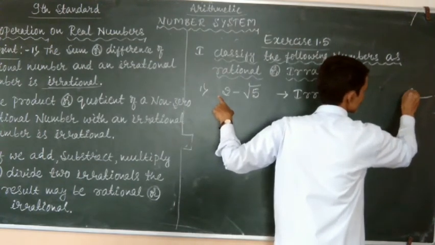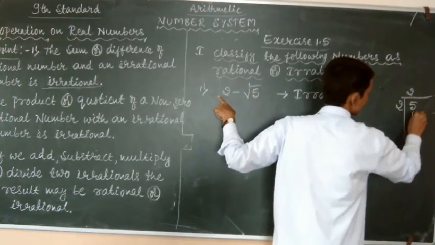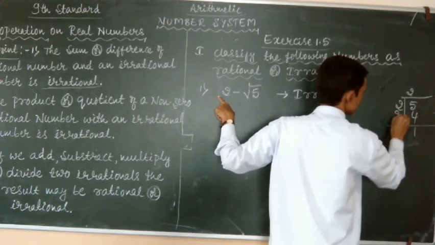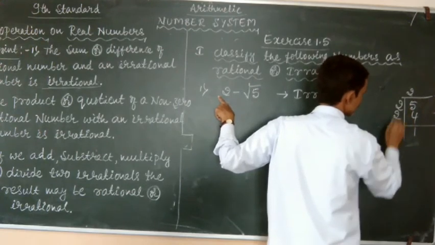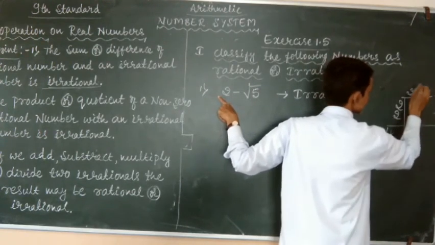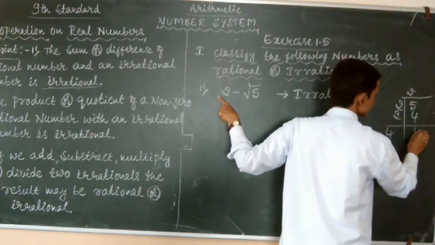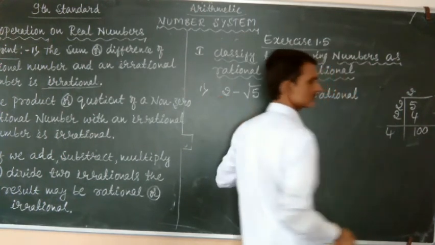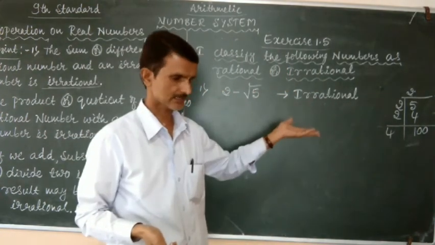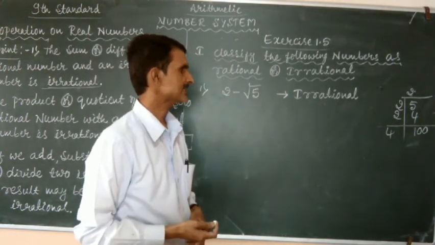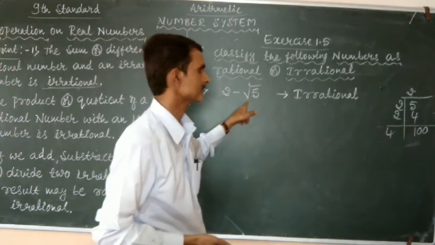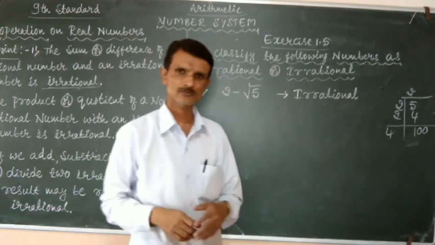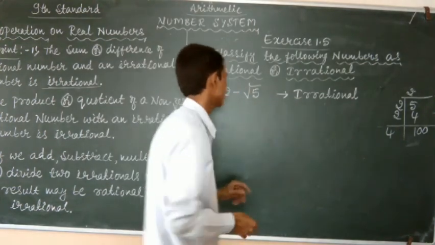2 2s are 4. 5 minus 4 is 1. Add 2 and 2, it becomes 4. Next put a point, we get zeros. If you divide like that, by that process, you will get the value of root 5. So 2 minus root 5 is an irrational number.